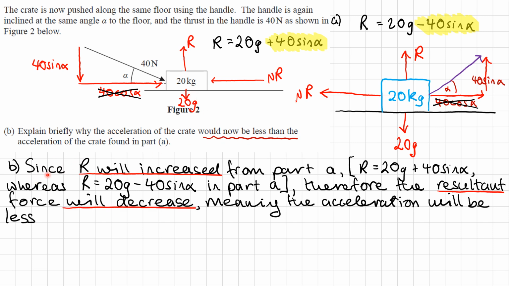So what I've put here is that since R will have increased from part A, and I've put the equation to show why it's increased from part A. So in part B, R is 20g plus 40 sine alpha. In part A, R was 20g minus 40 sine alpha. Therefore, the resultant force will decrease, meaning the acceleration will be less, or the acceleration will decrease from part A.